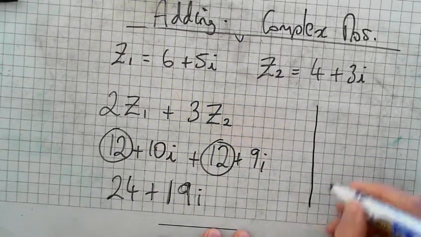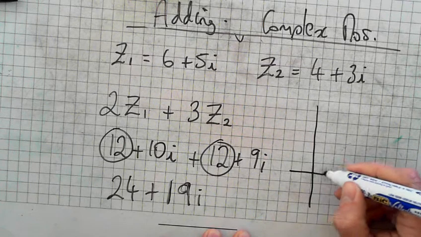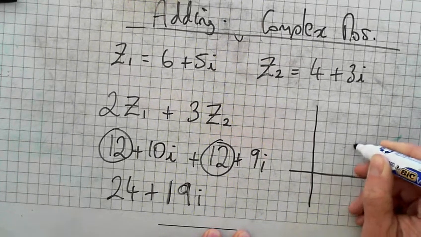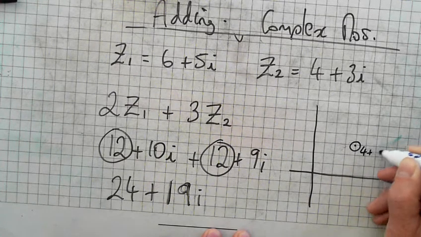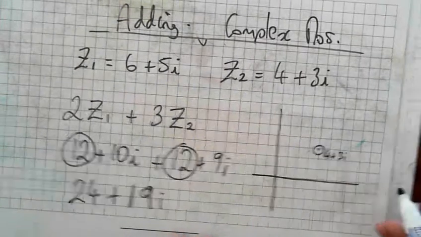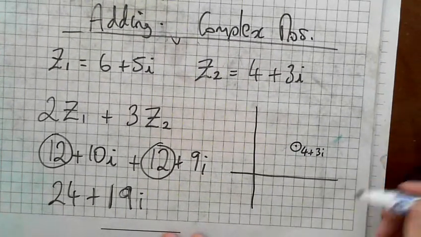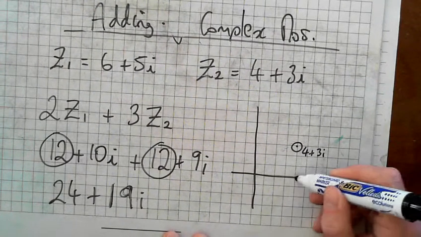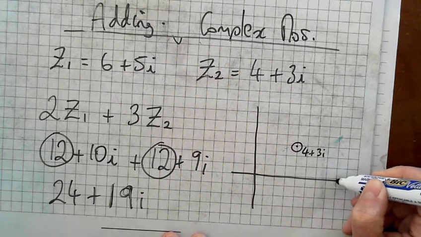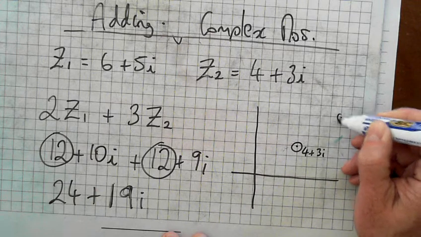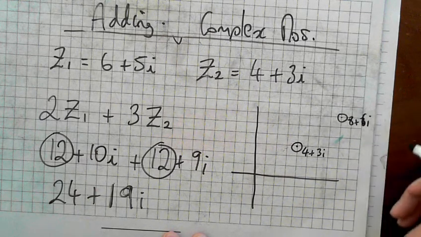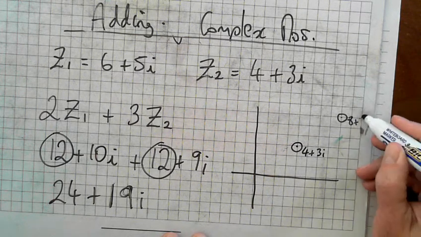So watch what happens when you multiply, let's say, 4 plus 3i. That is it there. What happens, do you think, when you multiply 4 plus 3i times 2? Where do you end up when you double it? You go to 8 plus 6i, don't you?